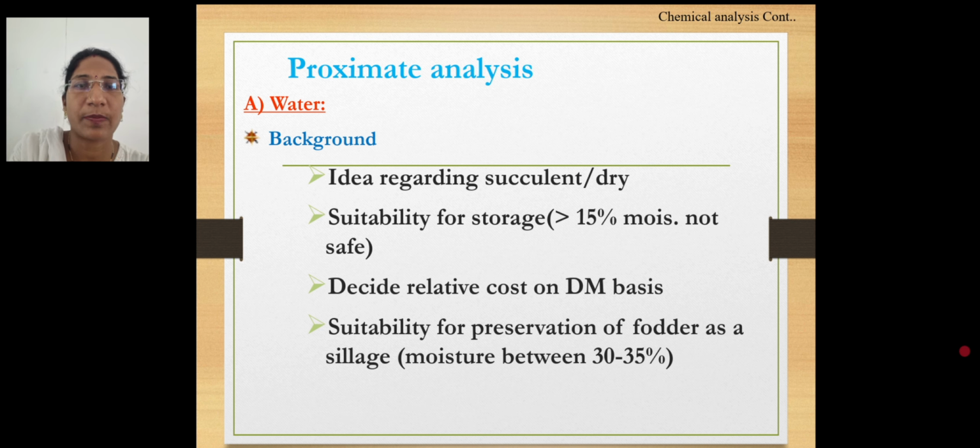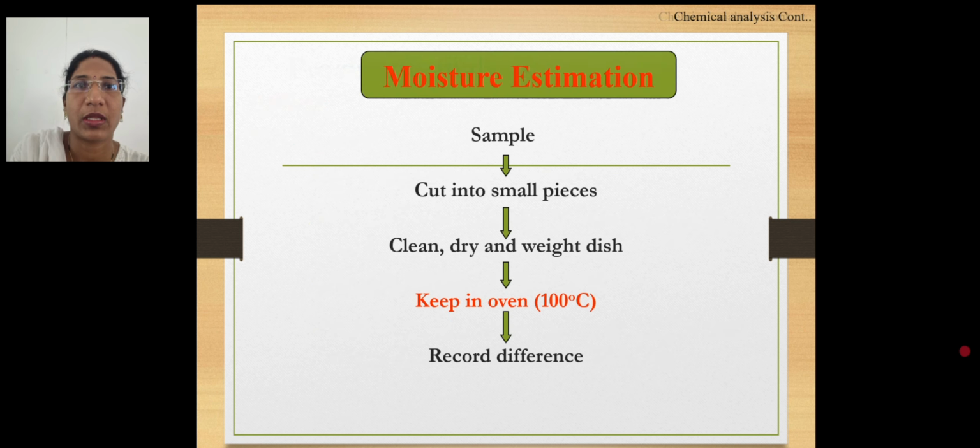On that basis, for suitability for preservation of a fodder as silage, moisture should be between 30 to 35%. Then in proximate analysis, how is moisture estimated? First of all, take a sample, cut it into small pieces, then clean, dry and weigh the dishes, keep them in an oven at 100 degrees Celsius and record the difference to ultimately get a result.